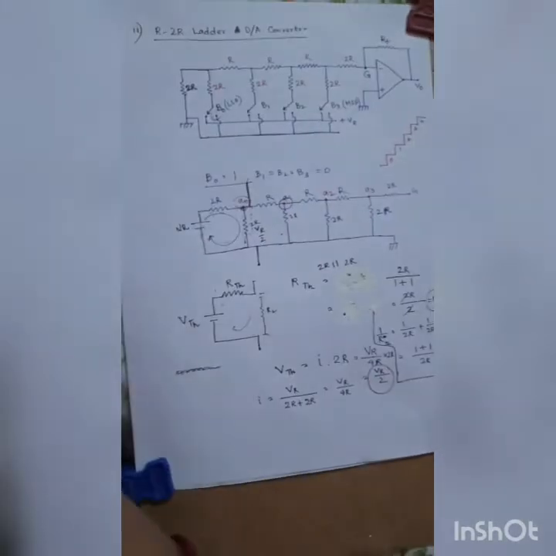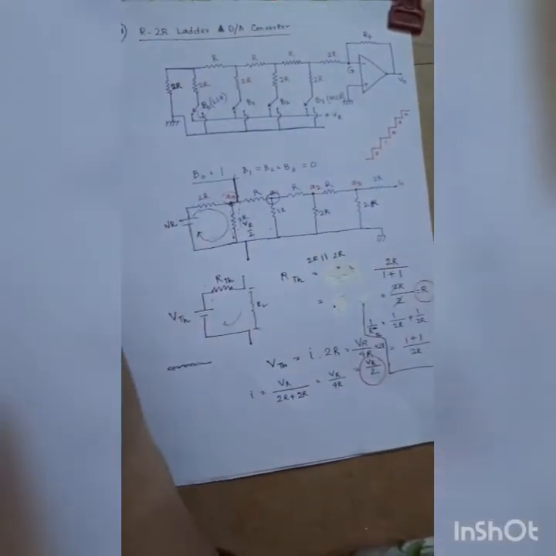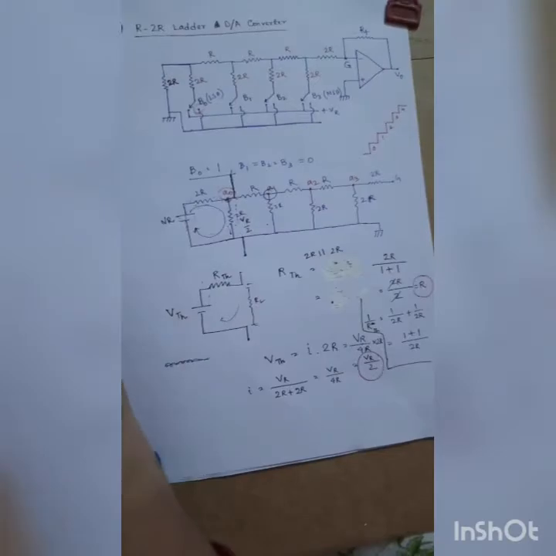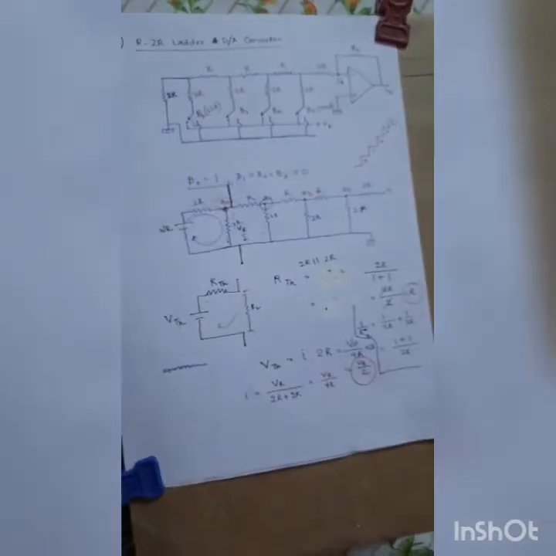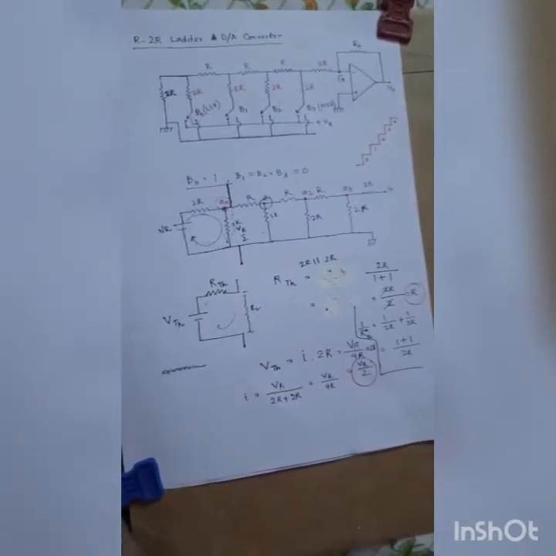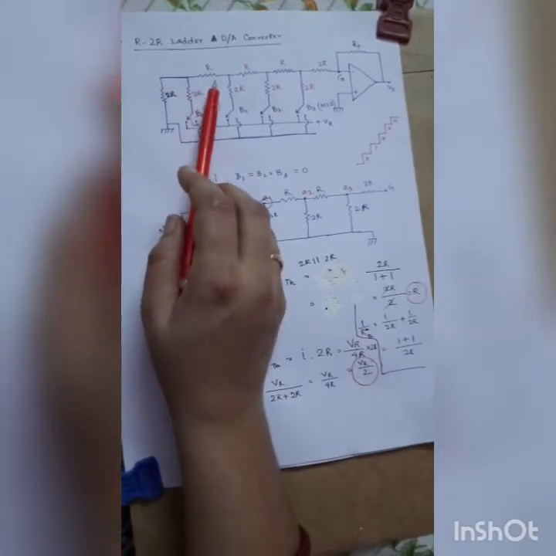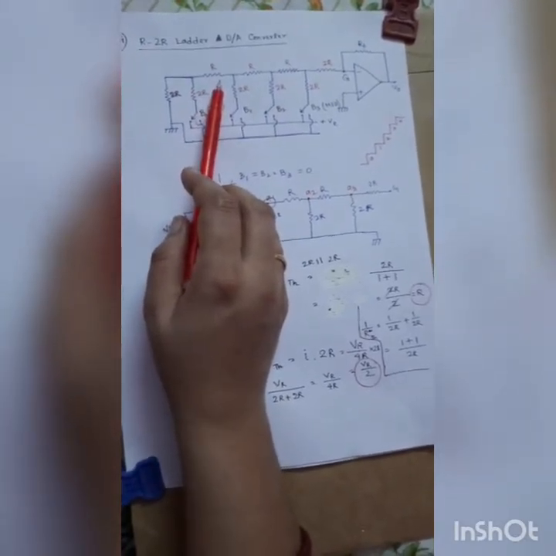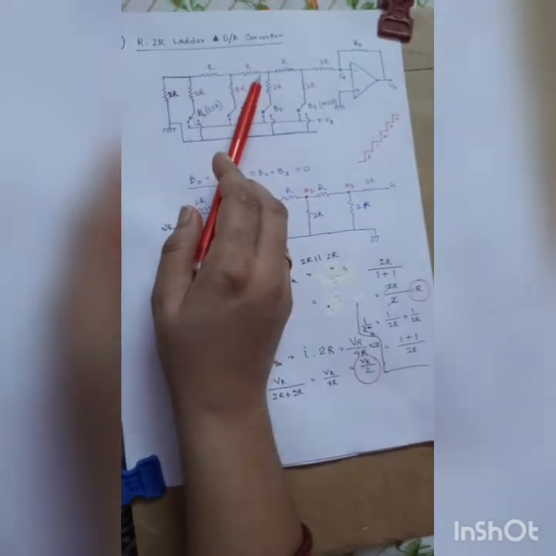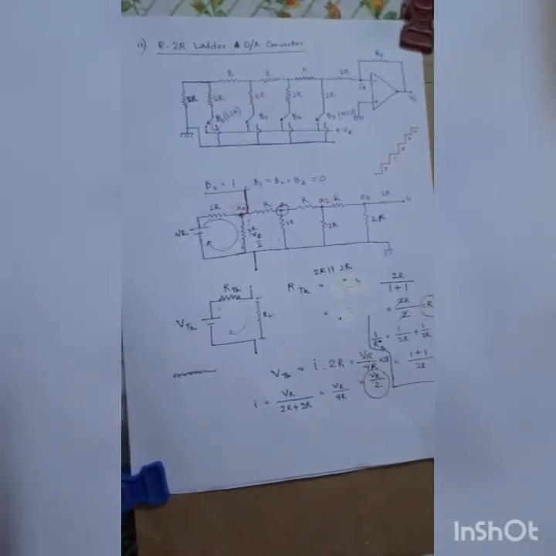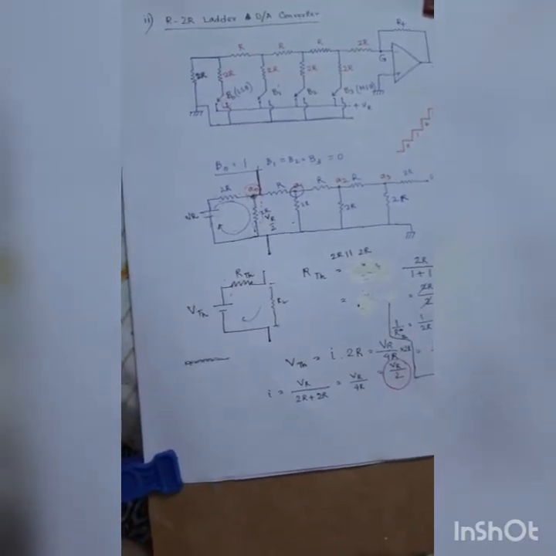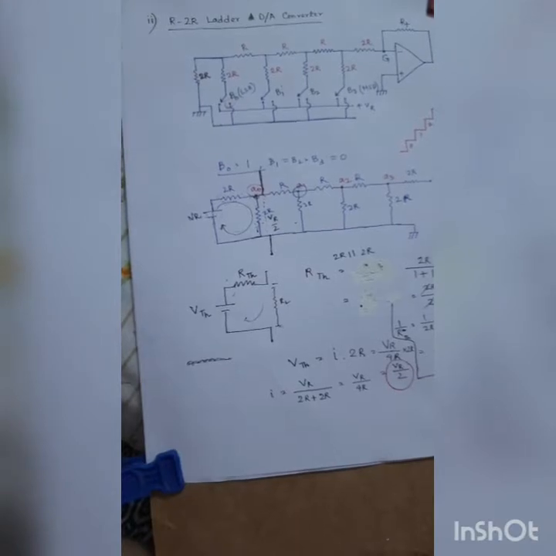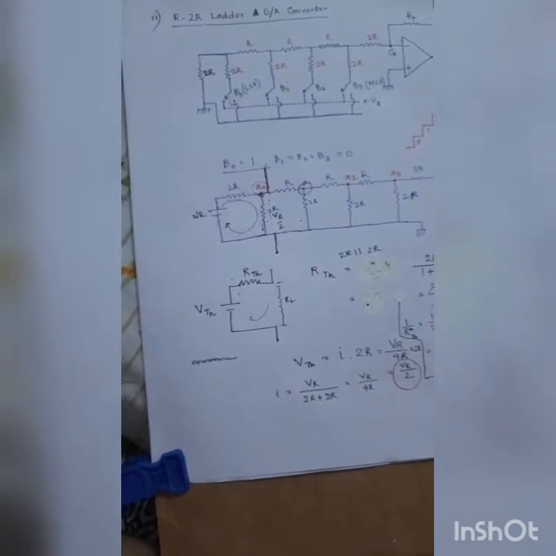So why is it R to R ladder? Because here only 2 resistances have been used, R and 2R, and they are arranged like a ladder, step by step. Here 2R and 2R are in parallel, then again in series with R, then again parallel with 2R, then again series with R and so on. This type of arrangement is called R to R ladder. Now we have to study why this kind of arrangement is required.